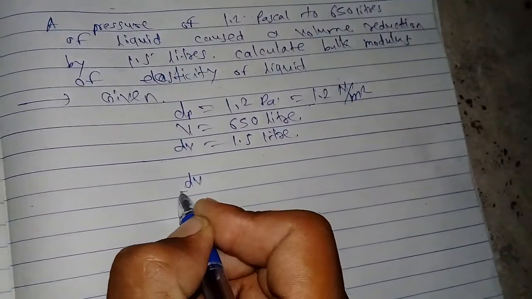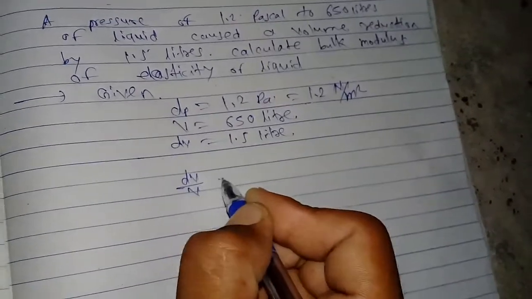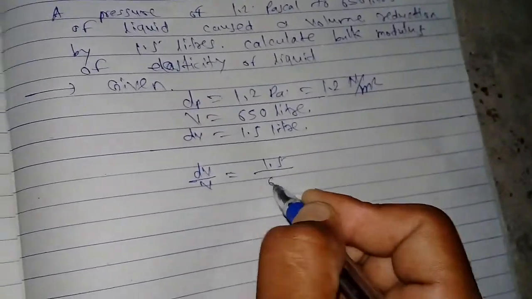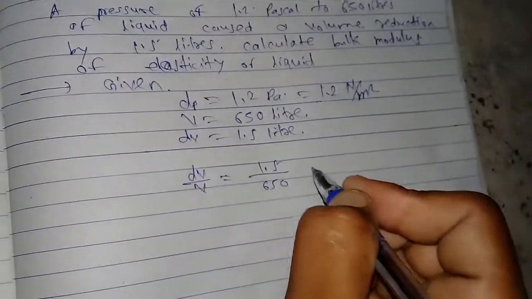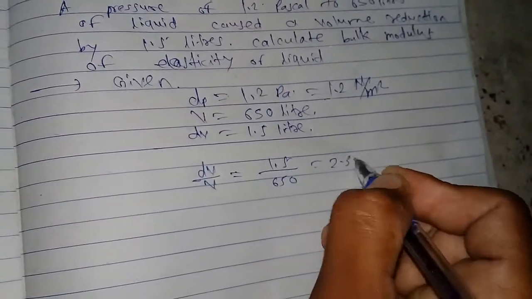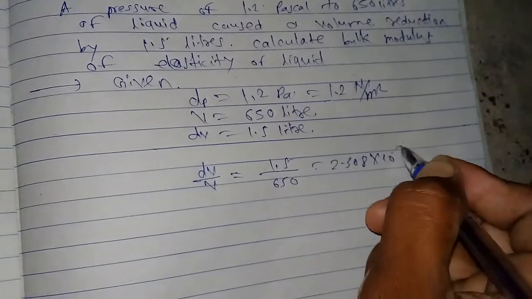Change in pressure upon original pressure, 1.5 divided by 650 is equal to 2.308 into 10 raised to minus 3.